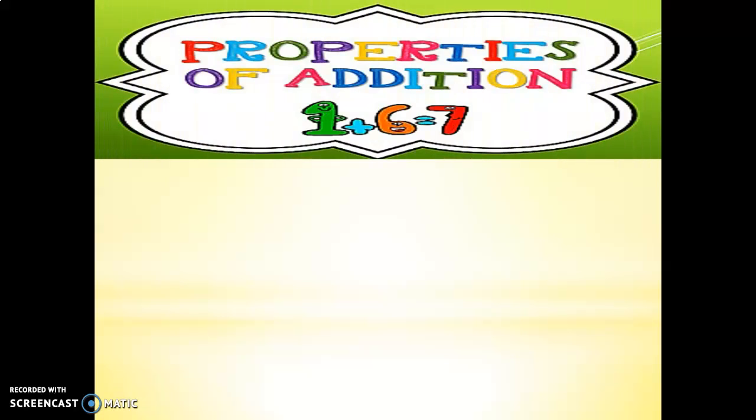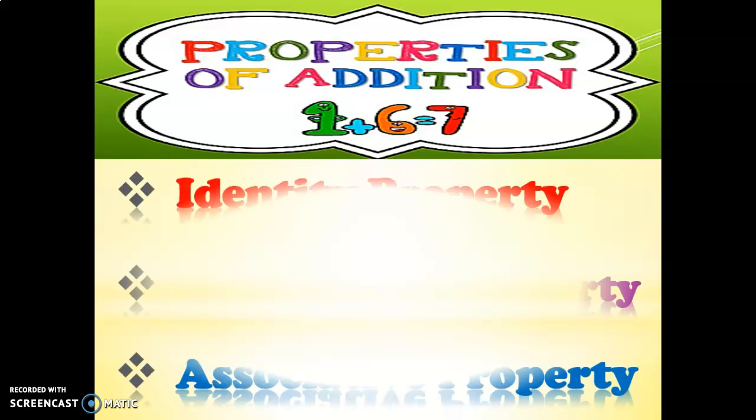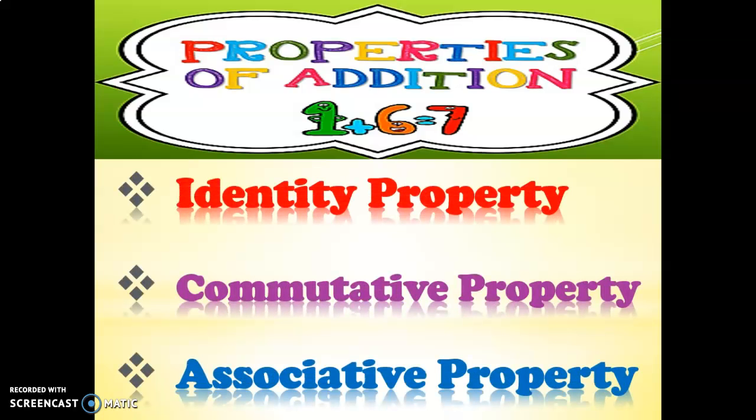Now before we go on with how to add numbers, let's take a look at the properties of addition. Here we will discuss three properties of addition. The first one is called identity property. The next one is called commutative property. And the last one is associative property.